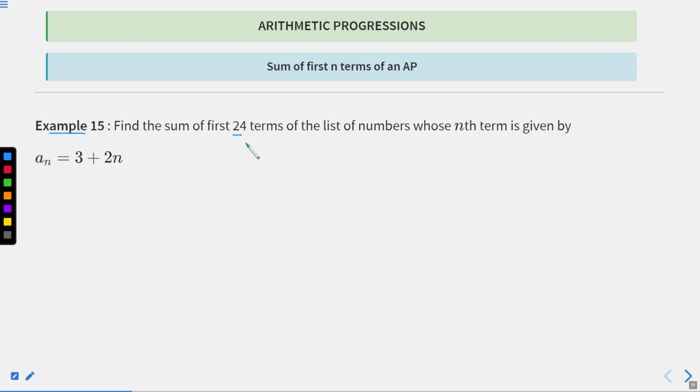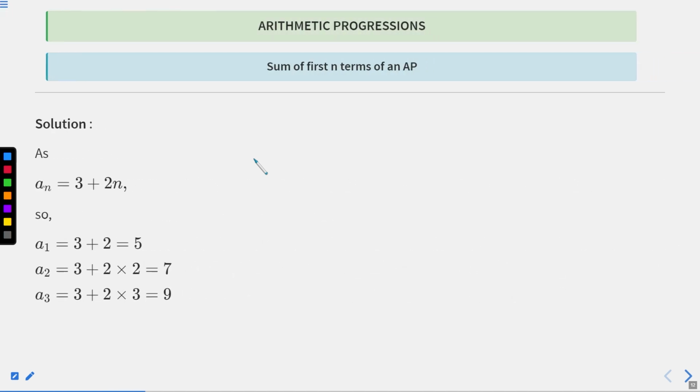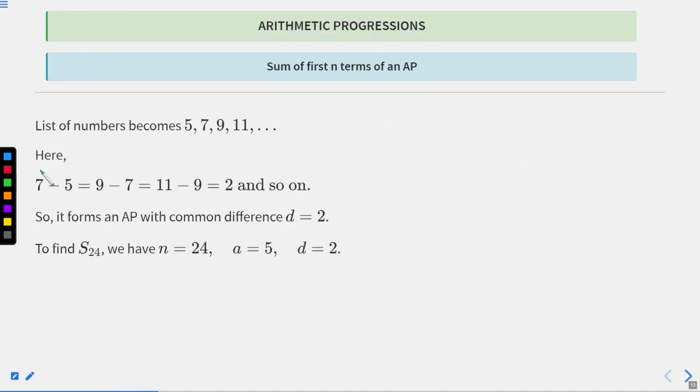Find the sum of first 24 terms of the list of numbers whose nth term is given by 3 plus 2n. In this example, we first find the terms a1, a2, a3. The first term a is 5 and the common difference d is 2. So this list of numbers 5, 7, 9, 11, ... will form an arithmetic progression, and to find S24 we have n is 24, a is 5 and d is 2.